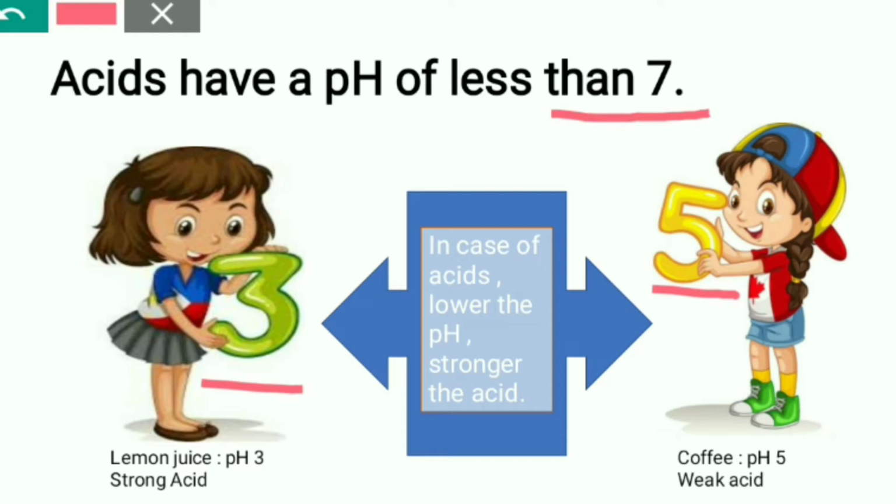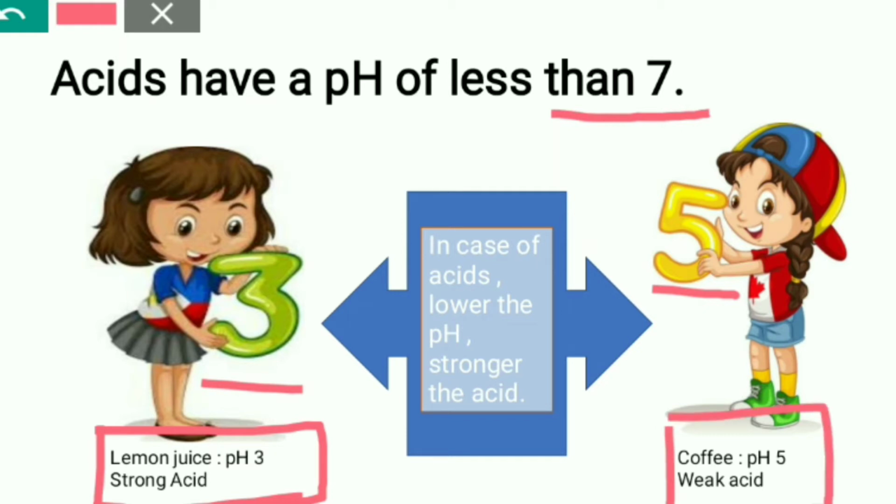And as we move towards the right in the number line, the greater is the number, the less acidic the substance is. For example, I have taken the first solution of lemon juice, which has pH 3, and another solution, that is coffee, of pH 5.